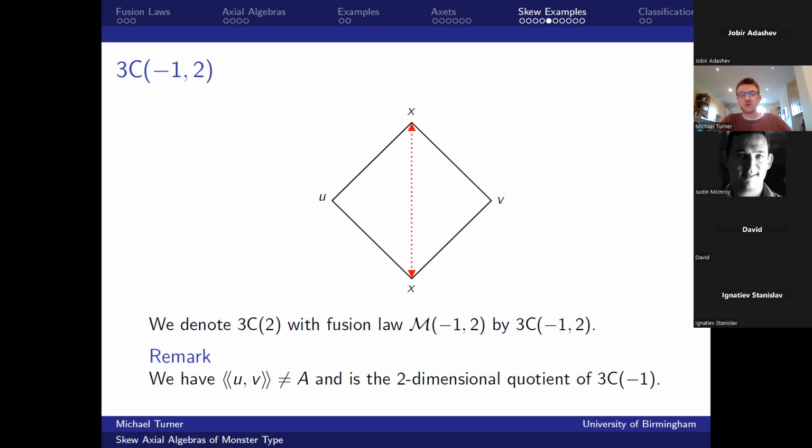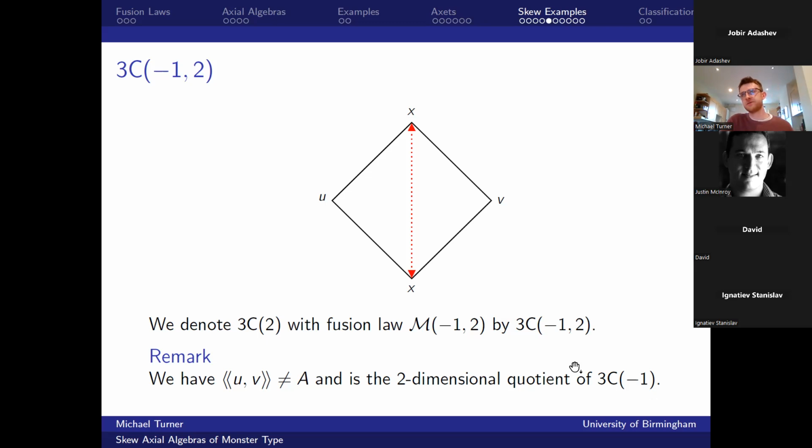And maybe just a quick remark is that if we were looking at 3C alpha, 1 minus alpha, where alpha doesn't equal -1, we do in fact get that these opposite vertices actually produce the whole algebra. However, for this algebra, we don't in fact get that. The algebra generated by u and v is actually the two-dimensional quotient of 3C -1.